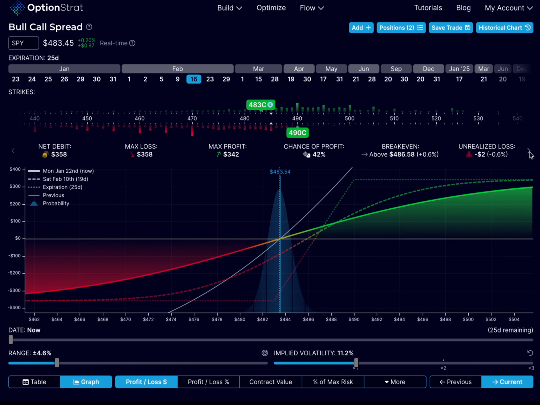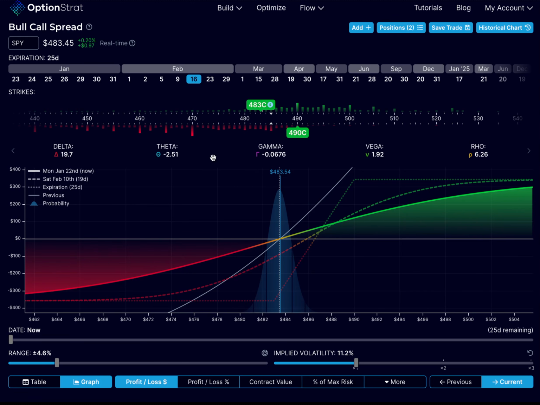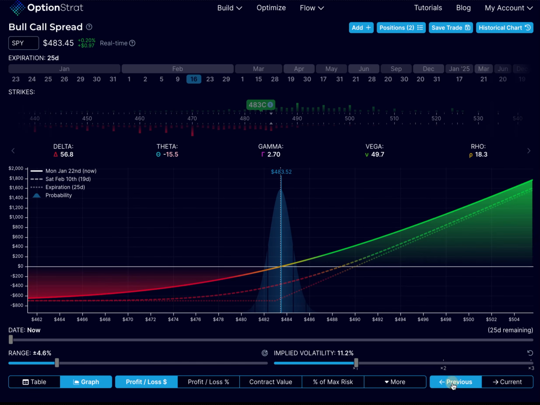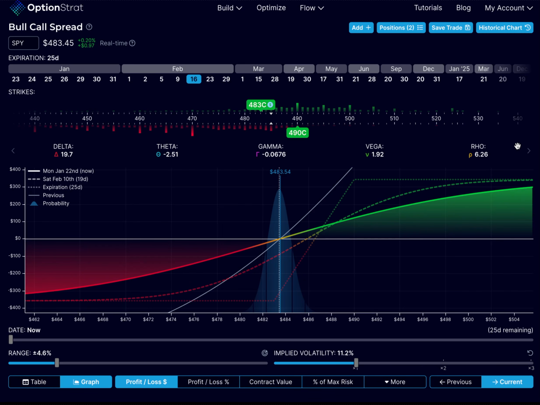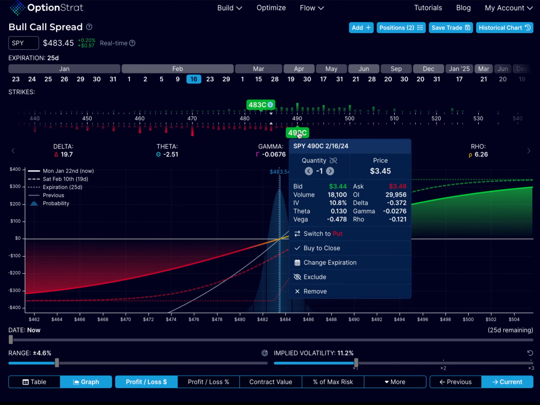And then I can also look and see how that impacts my Greeks. Again, I can go to previous, go to current, and all of that is updated instantly. So let's just say that I like this version of the trade. I can come in here and sell this call, and we can see that the bid ask is nice and tight, 344 to 346, so I'm okay accepting that 345 price.